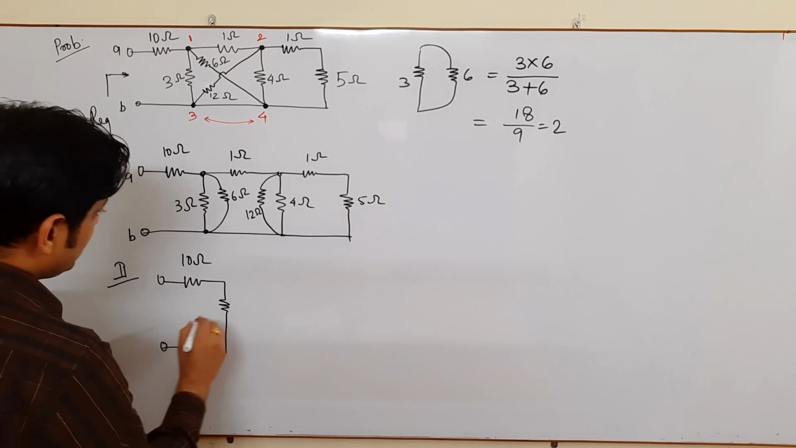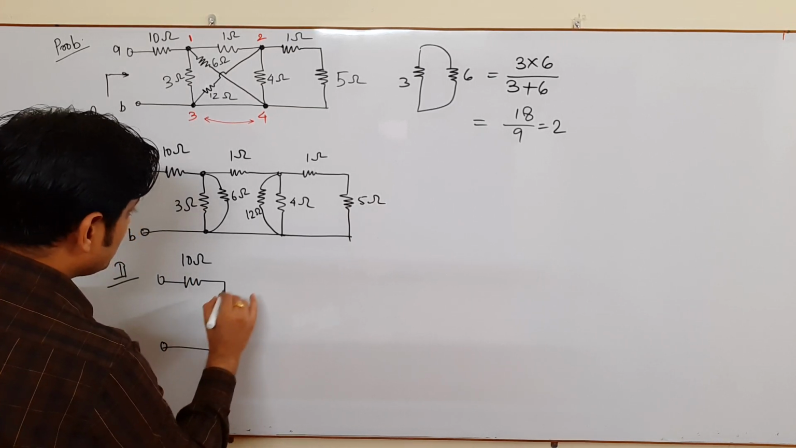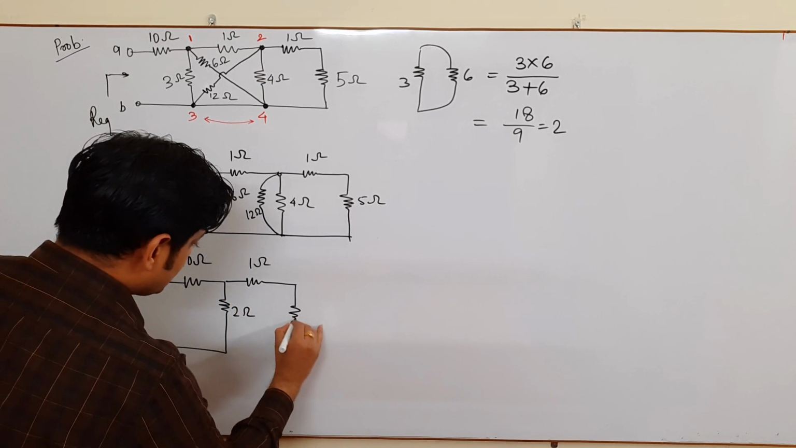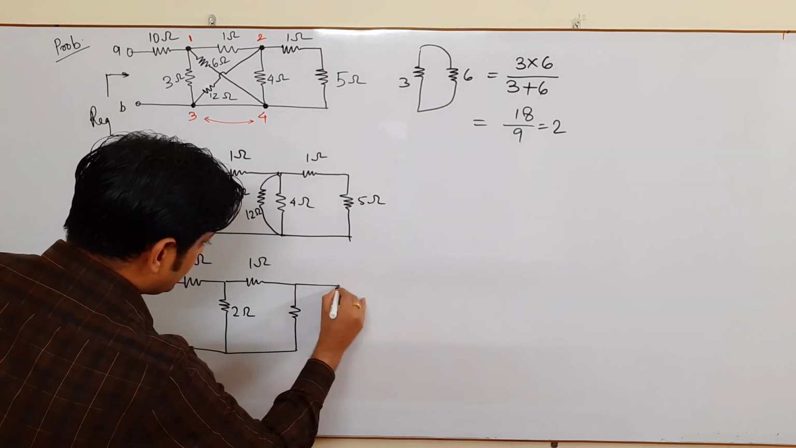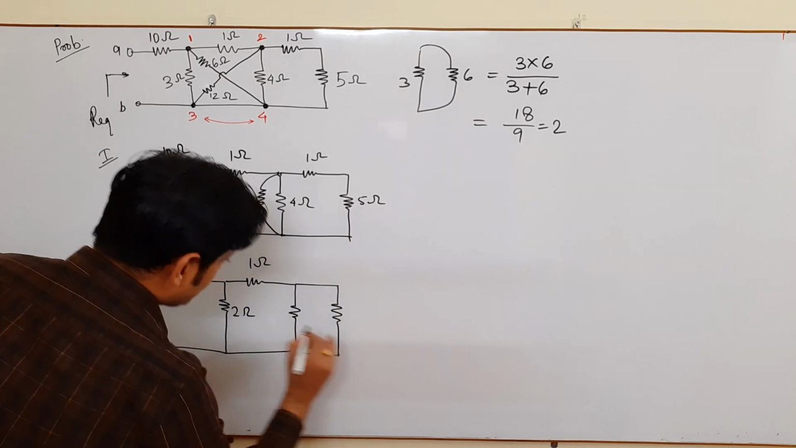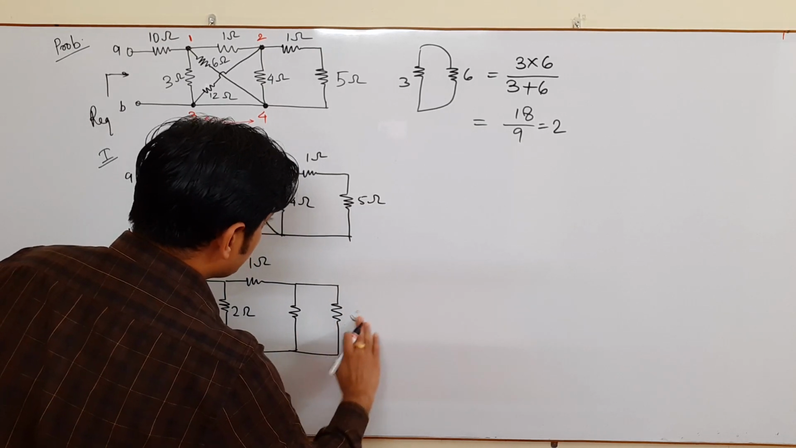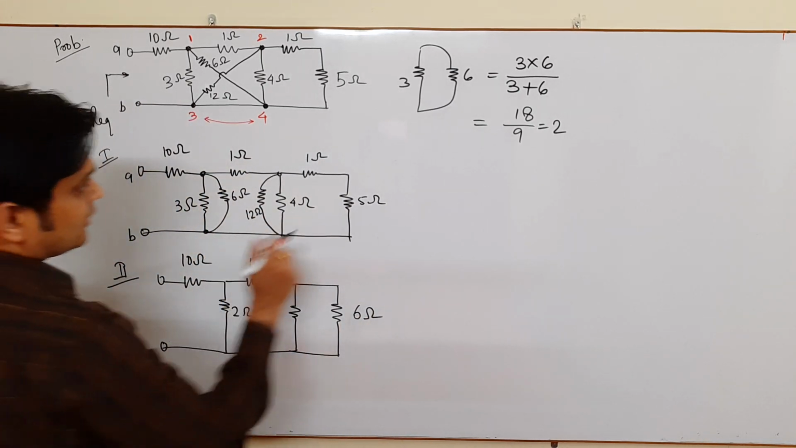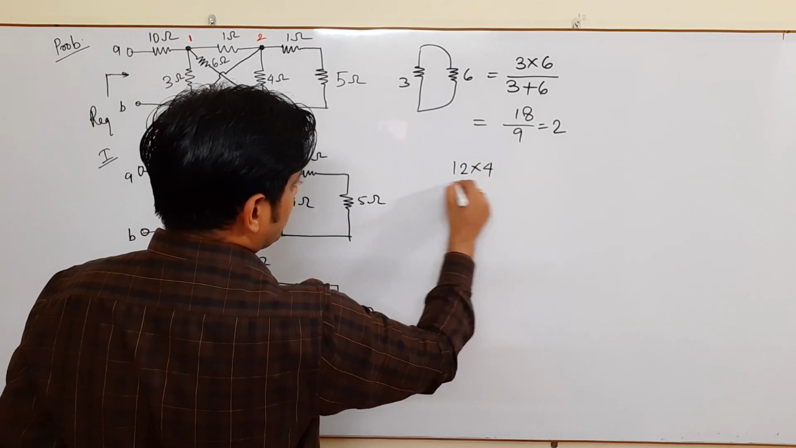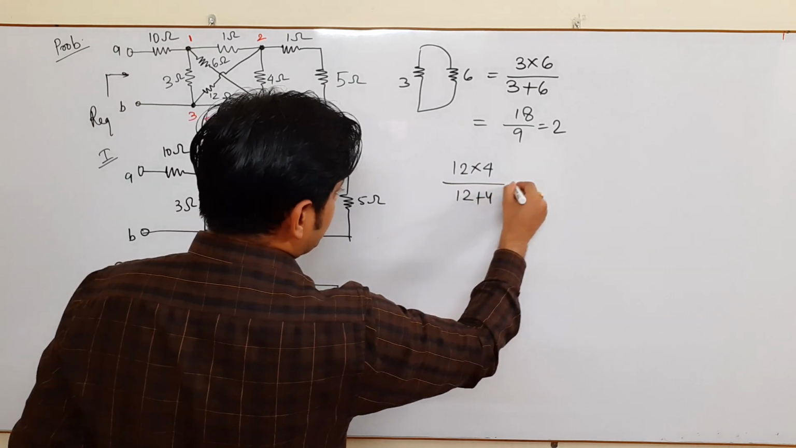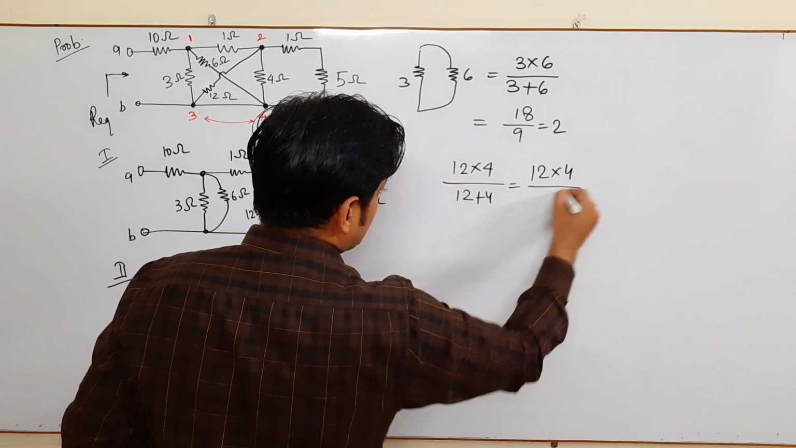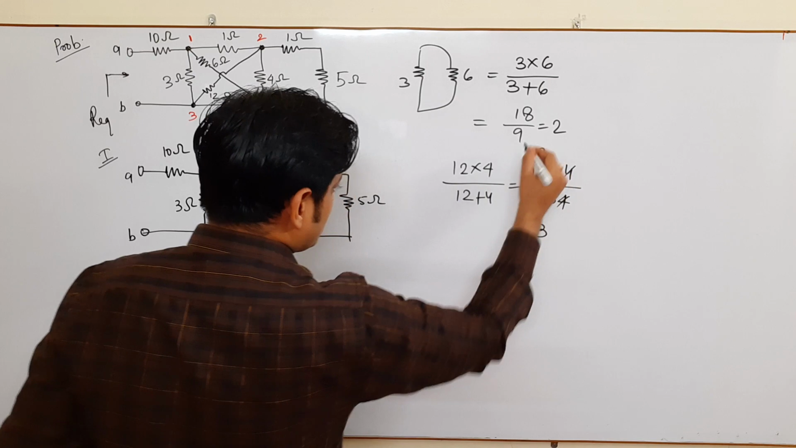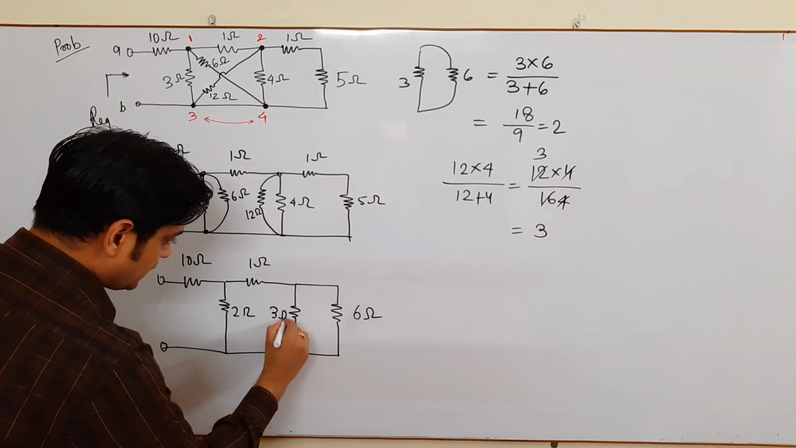So this comes to be 10 ohm, this comes to be 2 ohm, this is your 1 ohm resistance, this is your one more resistance. This comes to be how much? 5 plus 1, that comes to be 6 ohm. If you find the parallel combination of 12 into 4 upon 12 plus 4, that comes to be 12 into 4 upon 16, that comes to be 3 ohm. So this is your 3 ohm.